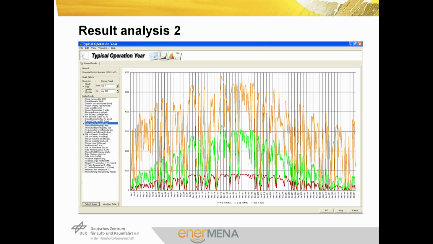Furthermore, Greenius may be used to inspect these results on a graphical output interface. You may just choose some of this output data. In this example, 3 examples are used. The net electrical output in red, the solar heat used to produce steam in green, and the direct normal irradiation in orange. The resolution shown here is a daily resolution. That means these values are plotted as daily sums for each day of the year. And this figure gives a good impression about the annual impact of the DNI variation on the power plant.